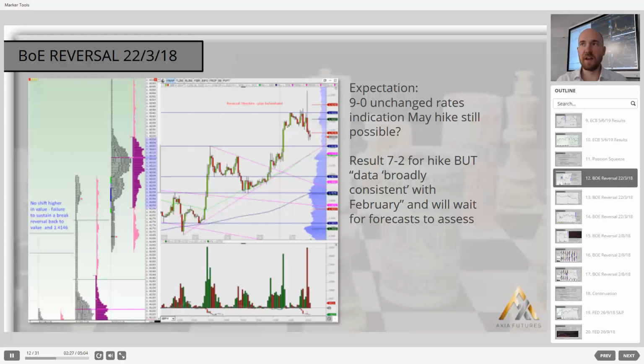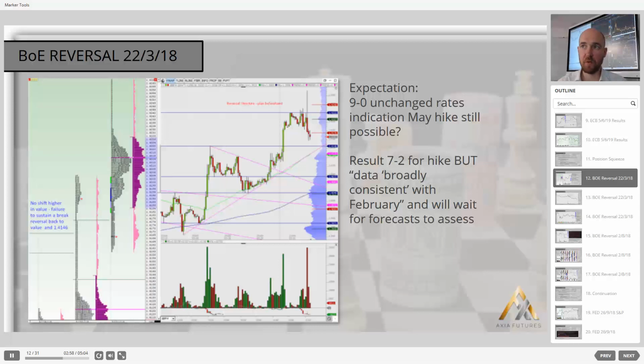So let's go and have a look at the expectation. Expectation is 9-0 for unchanged rates, but still potentially an indication that they could hike in May. So 9-0 for unchanged rates. We've got highs all accumulated around about the 142.22s to 27s. So that's going to be your area that if you get any jump above there, you're expecting people to start taking profit.